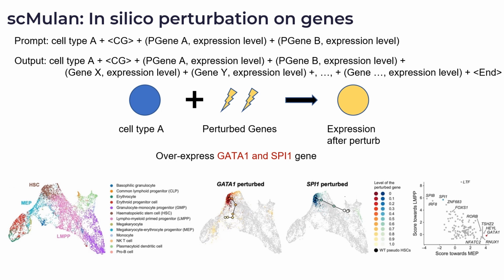In the figure below, we observe the trends of cells shifting in two directions as GITA1 and SB1 genes are progressively overexpressed. The perturbation trajectories show that overexpression of GITA1 makes cells shift closer to the MEP type, while overexpression of SB1 makes cells shift closer to the LMPP type. This demonstrates the model's deep understanding of cellular and background information and gene regulatory networks, as well as its strong generative ability in predicting gene expression changes.